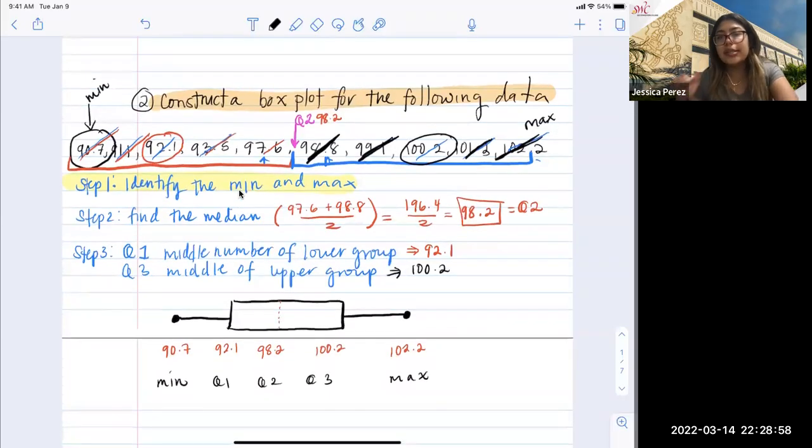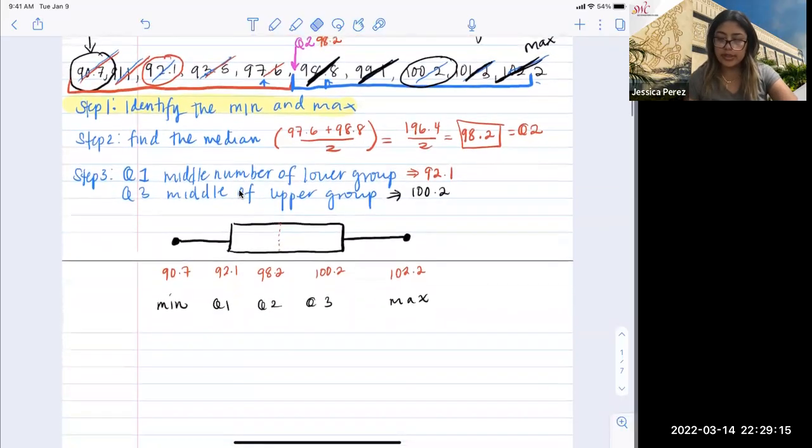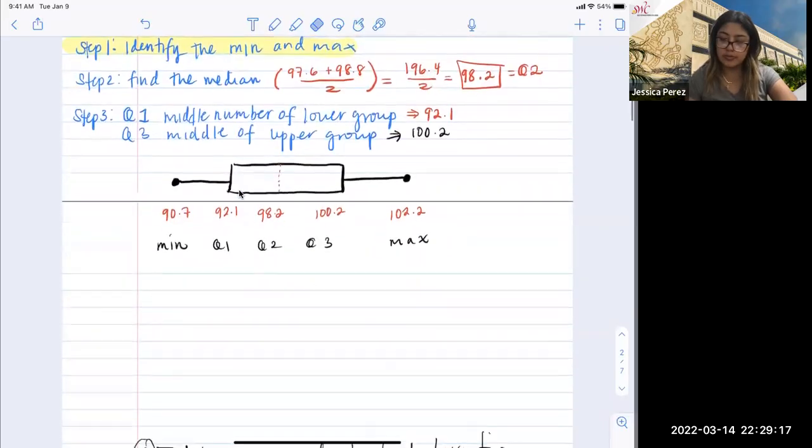Q1 is your lower quartile, and Q3 is your upper quartile. So there it is. That is question number 2. Moving on.